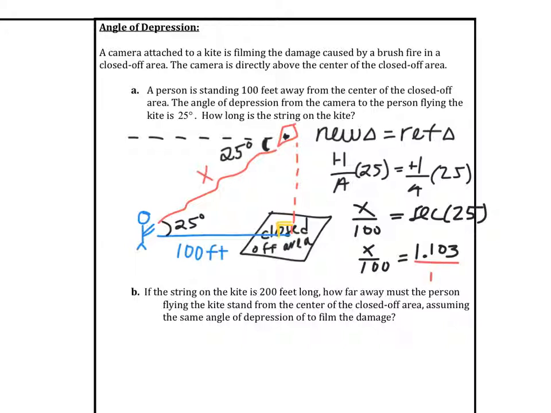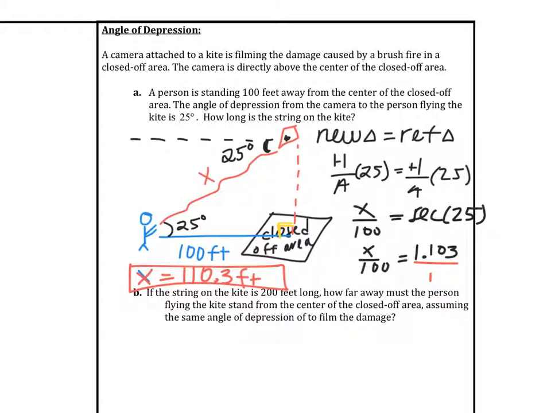After you cross multiply and solve, you'll get that it's about 110.3. Amazing. A quick way to check your work: this is the hypotenuse, so it should be the longest side, at least it should be longer than the other one that you have. It is, so that's a good way to check your work quickly.